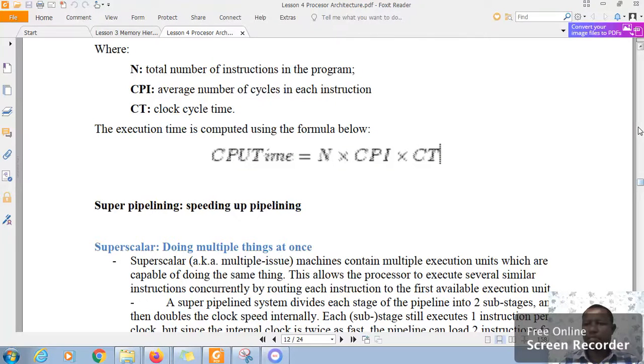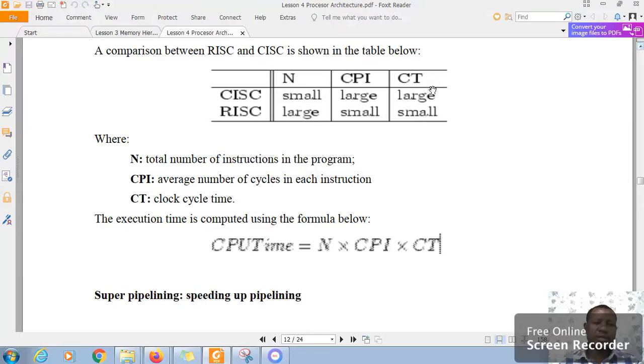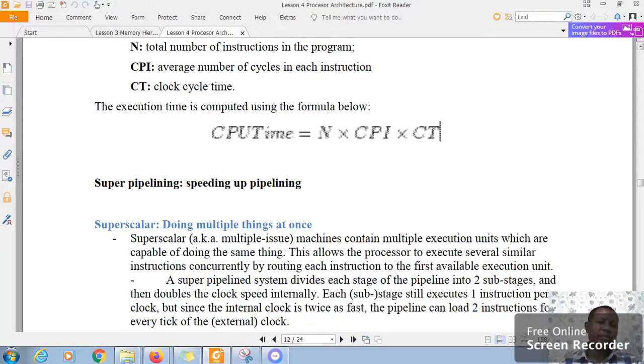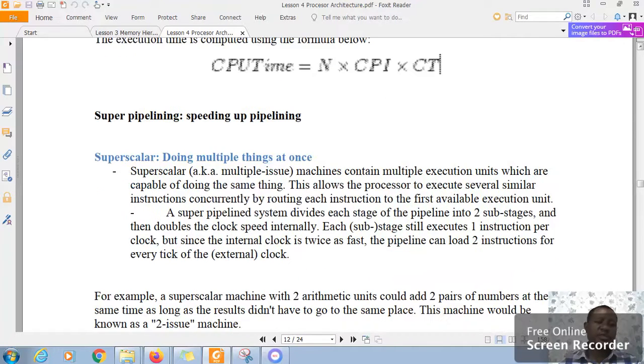Now, from our previous session, we have seen that if we are to pick, we would probably go ahead and pick RISC, but for one reason or another, we have implemented quite a number of commercial computers using CISC. And of course, the execution time is computed using the formula below for the CPU time.